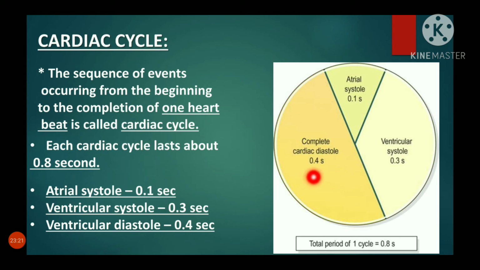If you add 0.4 second plus 0.3 second plus 0.1 second, you will get the complete 0.8 second. That is one complete cycle. One complete cardiac cycle. You have to add all these seconds, then you will get one complete cycle, that is 0.8 second.